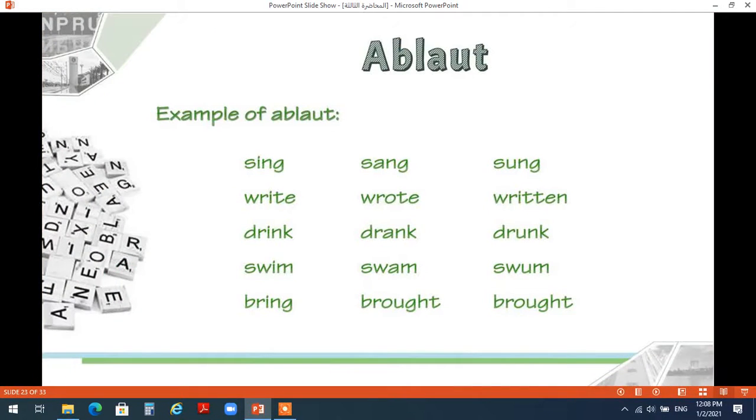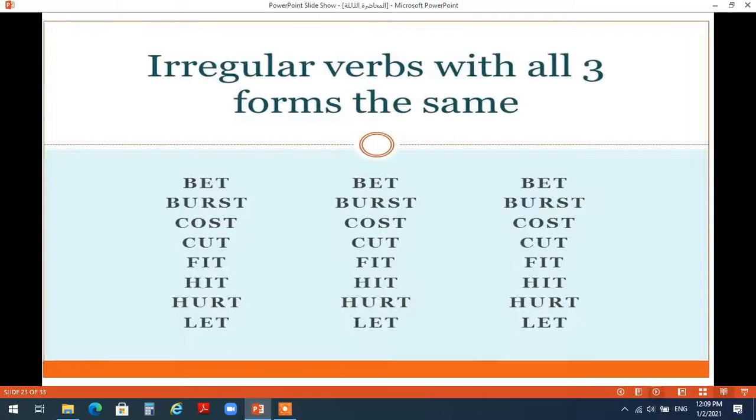لاحظوا these examples are for Ablaut. All these verbs as you see have undergone some change in the vowel. لاحظوا عندنا اختلاف بالvowels, so this is called Ablaut. While this is the zero اللي بمعنى أنه ما أضيف أي إضافة and these all the verbs remain the same. يعني bet في حالة المضارع وفي حالة الماضي البسيط وفي حالة الماضي التام لا يطرأ على الفعل أي تغيير.